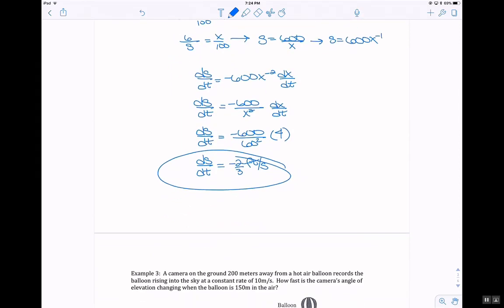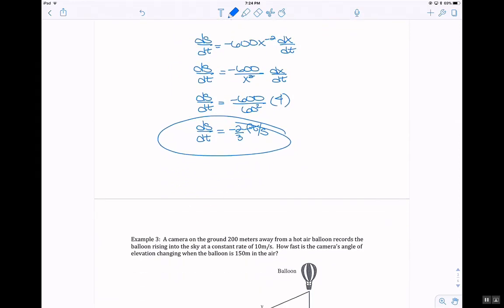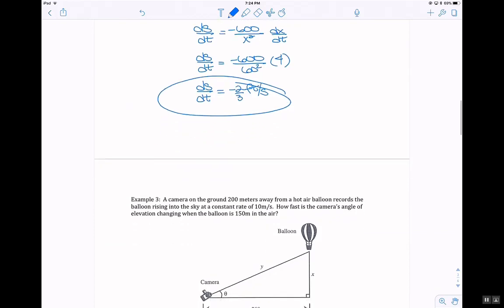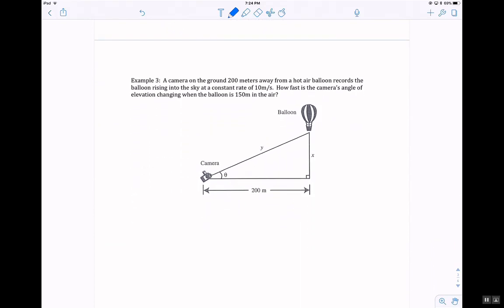feet per second. Okay, so now let's do one of the most commonly missed related rate problems, which is whenever we have to find the rate of change of theta, it always gets a little tricky. So a camera on the ground is 200 meters away from the hot air balloon and records the balloon rising in the sky at a rate of 10 meters per second. How fast is the camera's angle of elevation changing when the balloon is 100 meters in the air?